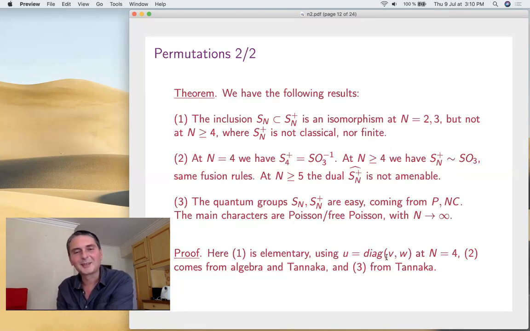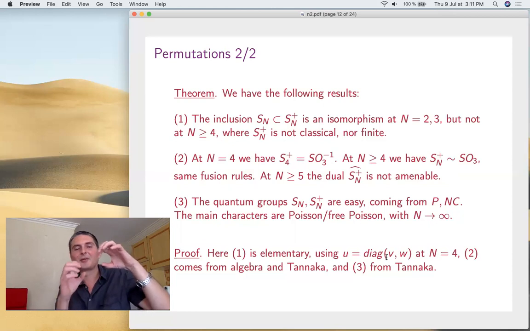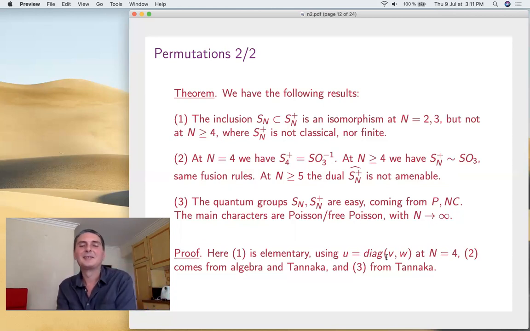Now, what are the main properties of permutations and quantum permutations? Well, it's quite tricky. So first of all, at N ≤ 3, these don't exist. I mean, the inclusion collapses. S_N included into S_N plus is an isomorphism. But at N ≥ 4, they exist. Why? Because you can use a trick. I mean, you can concatenate two-by-two magics that just don't commute. That gives you the fact that S_4 plus is not classical nor finite.